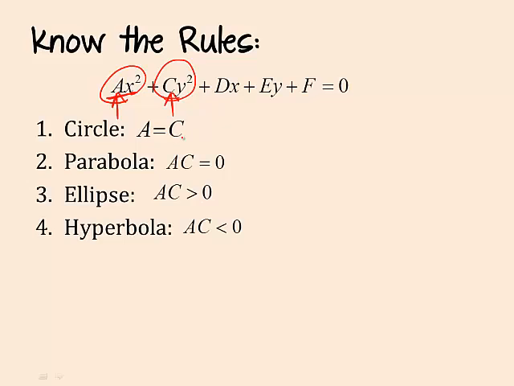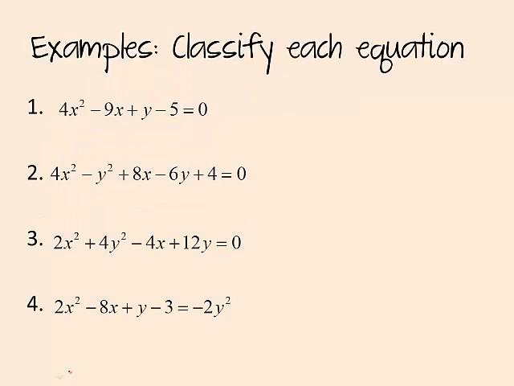Now, if a equals c, it's a circle. If a times c is 0, then it's a parabola. If a times c is greater than 0, it's an ellipse. If a times c is less than 0, it's a hyperbola. All right? So write these down and let's use them as we go to the next problems.